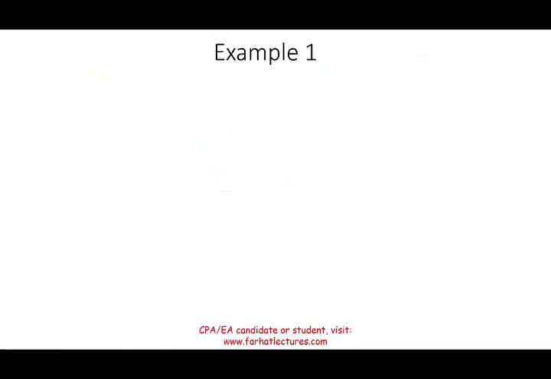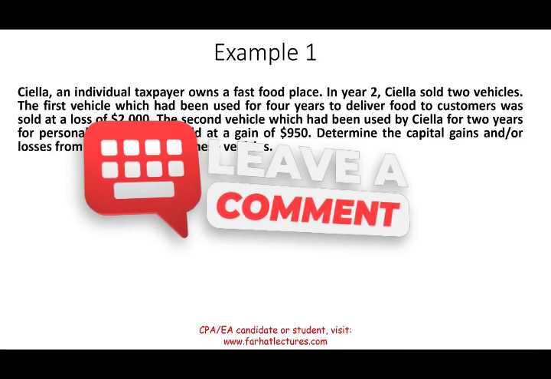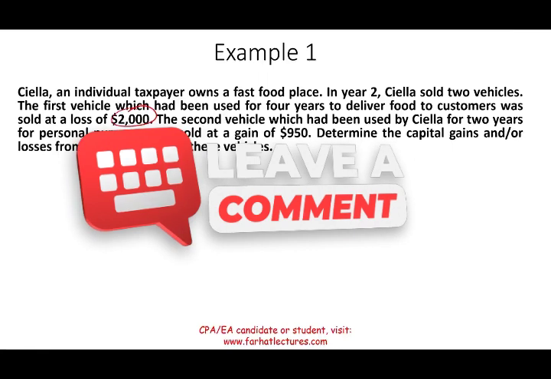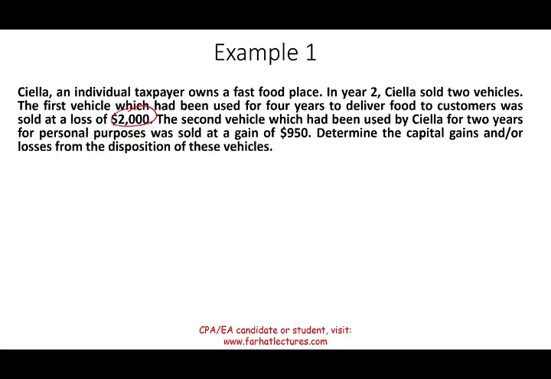Let's take a look at a couple examples. Ciela, an individual, owns a fast food place. In year 2, she sold 2 vehicles. The first one had been used for 4 years to deliver food to customers and was sold for a loss of $2,000. So notice this is not personal use. This is a business use vehicle. The second vehicle, which had been used for 2 years for personal purposes, was sold at a gain. Determine the capital gain or loss from the disposition.